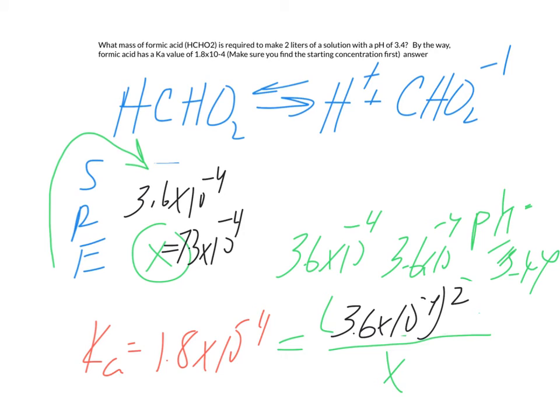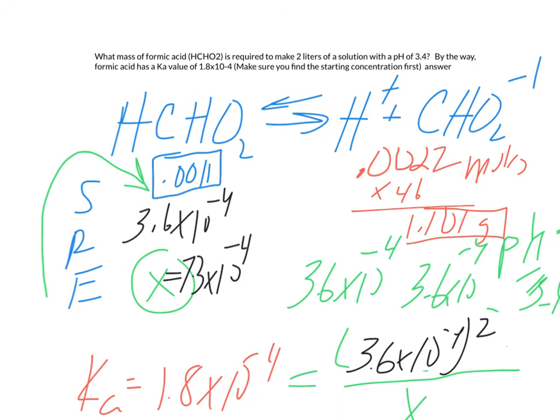The reacting amount had to be 3.6 times 10 to the minus 4, so adding them together, you should be able to find out the starting concentration. So adding them together, you should have the starting concentration of formic acid to be about 0.0011 molarity.